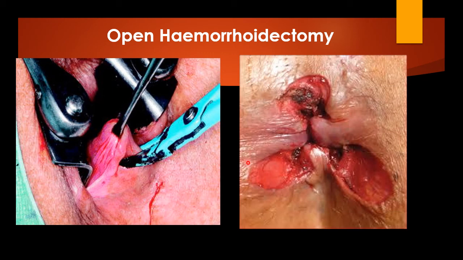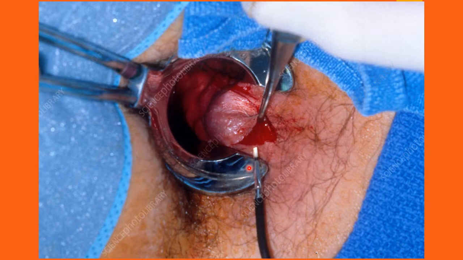Okay, this is a picture of complete excision of hemorrhoids at all 3 primary sites. Okay, this is another picture of a hemorrhoid here, where you excise through the base and ligate the pedicle.